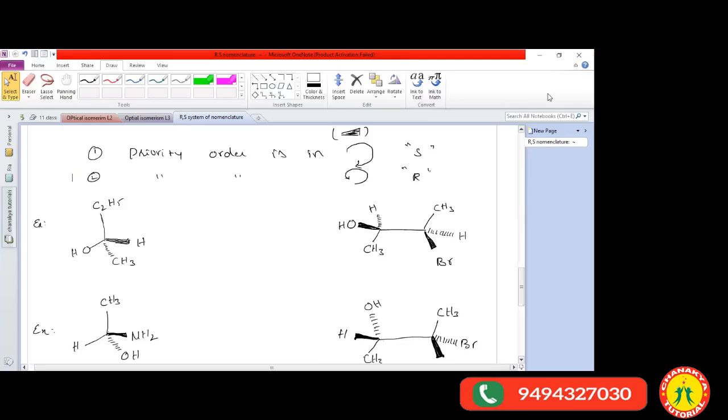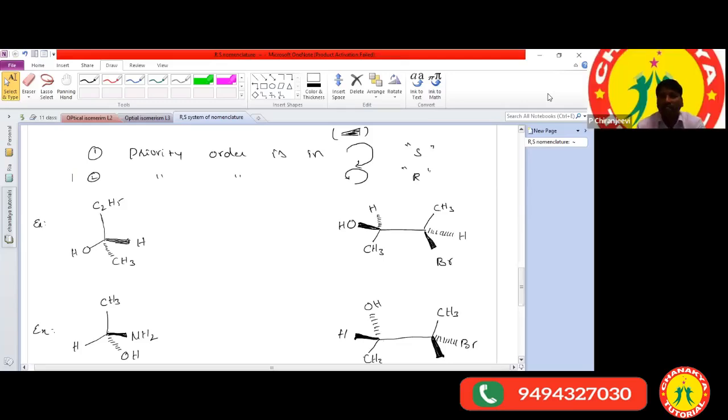Okay. So then Sirisha and Ajay, just briefly we will revise the conditions of the RS nomenclature. We give the RS nomenclature based on the least priority group. If the least priority group is present on the vertical line, or away from the observer, and the priority order is in a clockwise direction, then we can call it an R isomer. If it is in anti-clockwise direction, we can call it an S isomer.